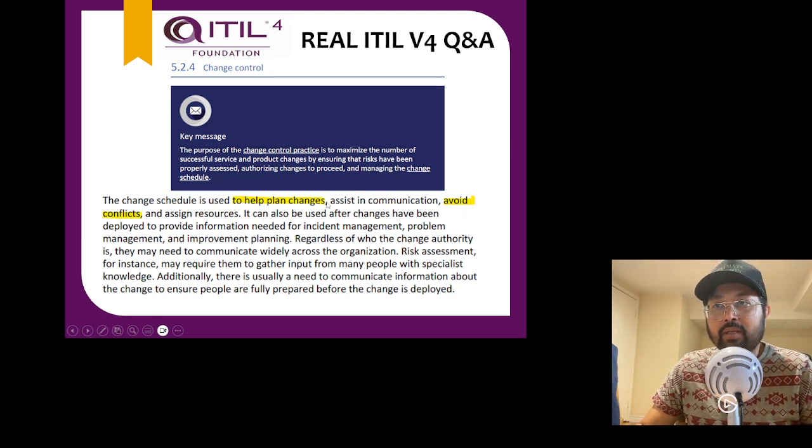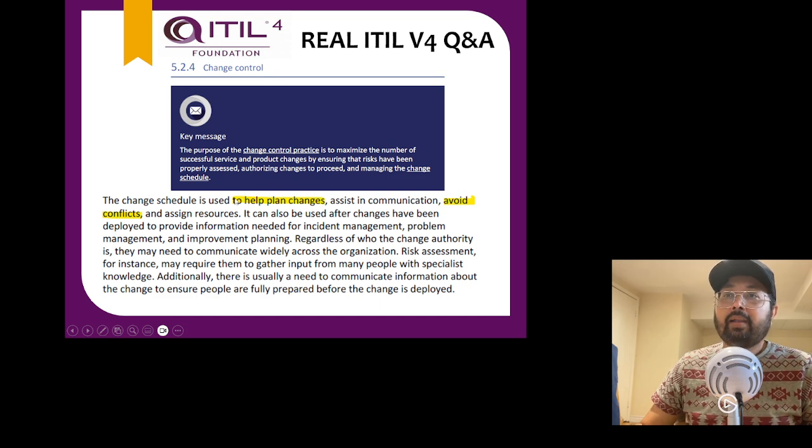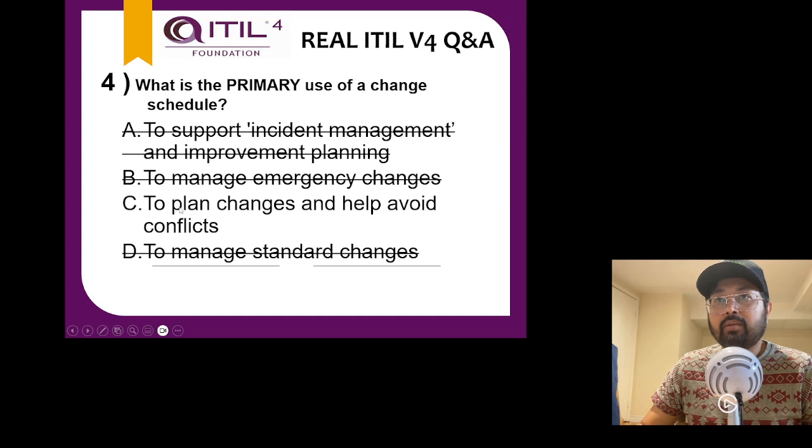So here are the yellow markers. I highlighted them with yellow markers, so you can see it's covered: to help plan changes and avoid conflicts. Come back to the question. To plan changes and help avoid conflicts is the primary use of the change schedule.